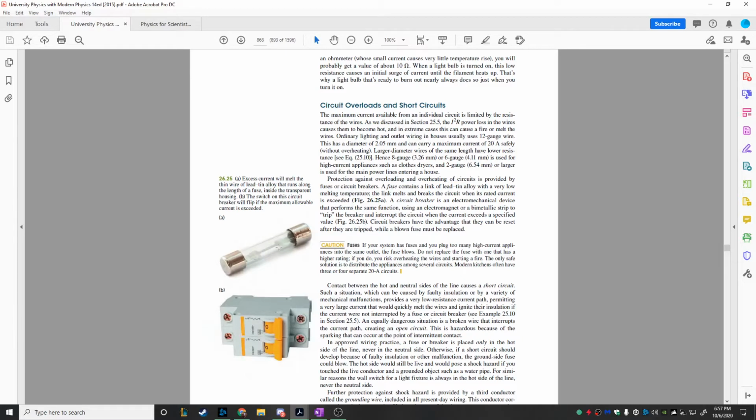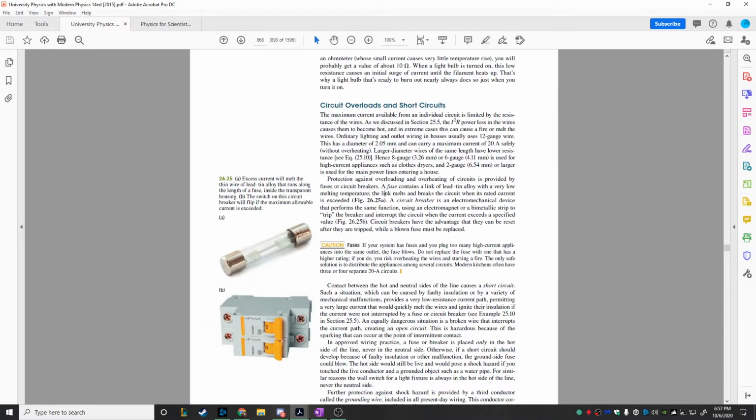A fuse basically contains a tiny little link right here of a lead tin alloy with a very low melting temperature. Whenever too much current flows through this, the wire literally burns and breaks. When that happens, you see brown and gray and black smoke that will show up inside of here and stain the outside of it, giving you an idea that the fuse is broken. And when that's happened, you no longer can get current flowing through your house. So this is designed to make sure that the wires in your house don't break.